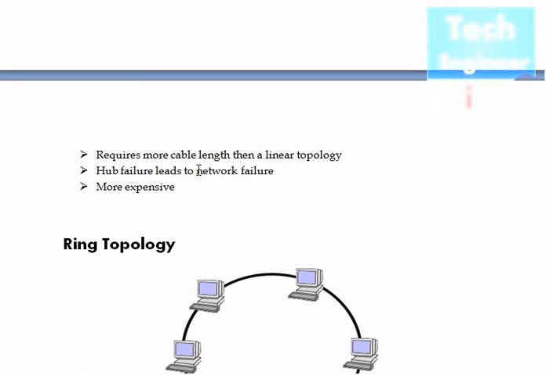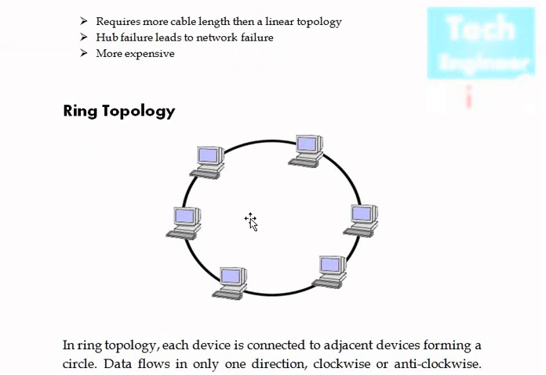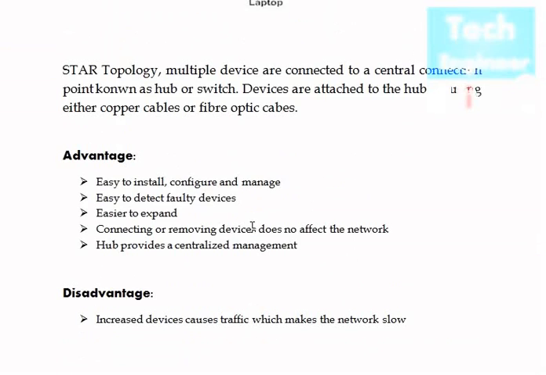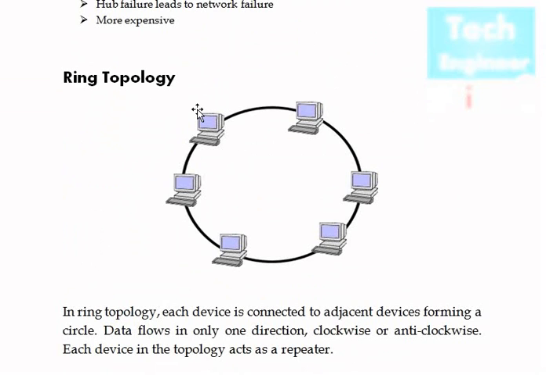If the hub or switch fails, the network will collapse. It is also more expensive. That's okay. This is the disadvantage of star topology. The other topology we were talking about is ring topology.